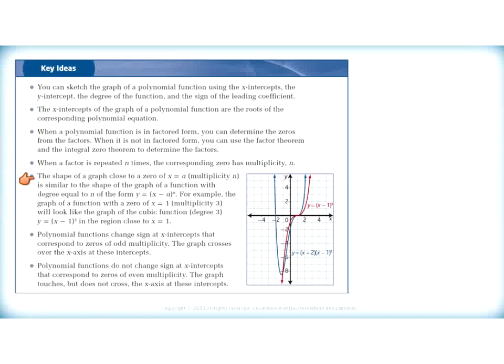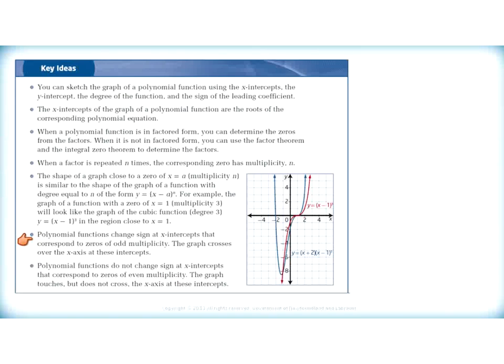The shape of a graph close to a zero of x equals a with multiplicity n is similar to the shape of the graph of a function with degree equal to n of the form (x minus a) raised to the power of n. For example, the graph of a function with a zero of x equals 1, multiplicity 3, as you can see in the provided graph, will look like the graph of a cubic function, which is of degree 3, (x minus 1) raised to the power of 3. And notice that the graph flattens at that point where x equals 1.